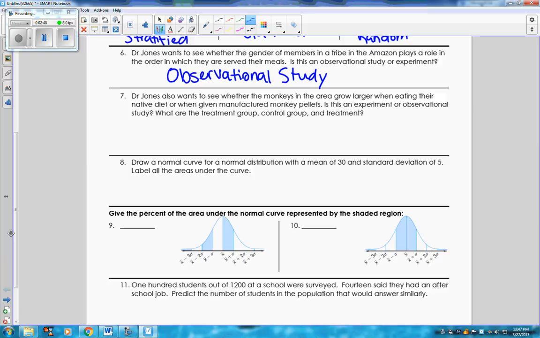Now 7 says that Dr. Jones wants to see whether the monkeys in an area grow larger when eating their native diet or when they are given manufactured monkey pellets. First, it wants us to identify it as an experiment or an observational study. 7 is an experiment because you're actually changing something.